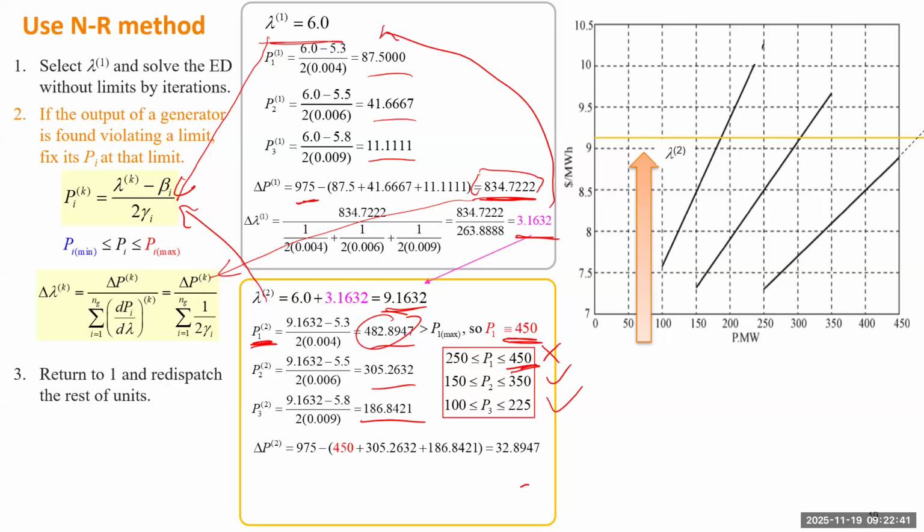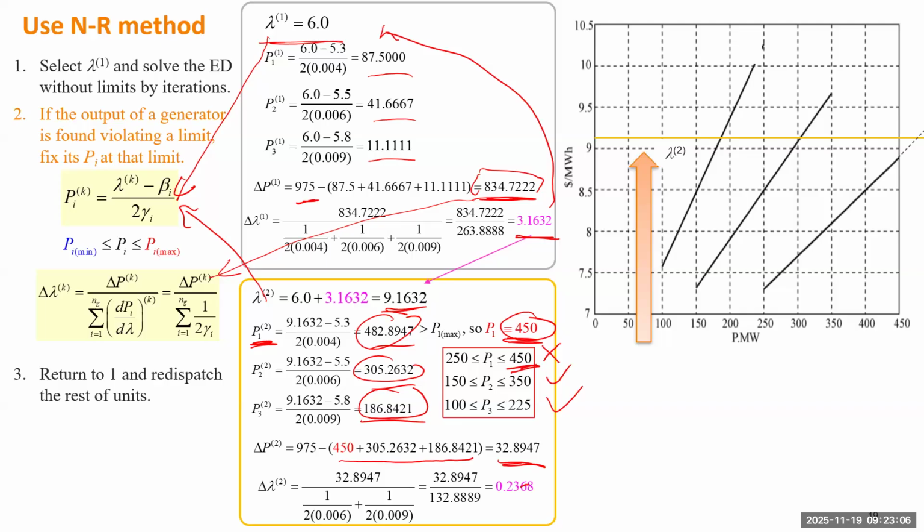Then we use the corrected value and the calculated value here. So the gap is more than 32 megawatt, which means we cannot stop. That 32.89 megawatt comes from the violation of the first unit. So we need to make up this gap. The second formula tells you to further increase the incremental cost by 0.23.